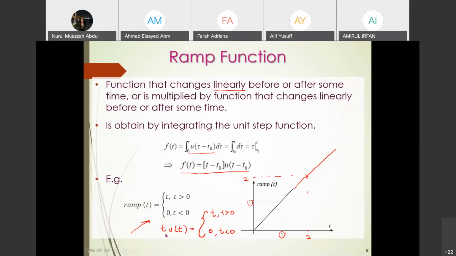So this is basically a unit step function that you multiply by t, multiply by time. That is why, if you look here, the basis here is the unit step function. If you remember the unit step function, if there is a number here, t when t is bigger than 0, this applies to the ramp function as well. When this is t, it means that the amplitude here is t.